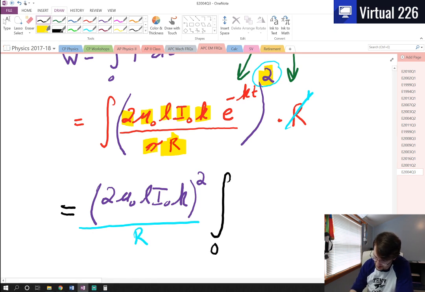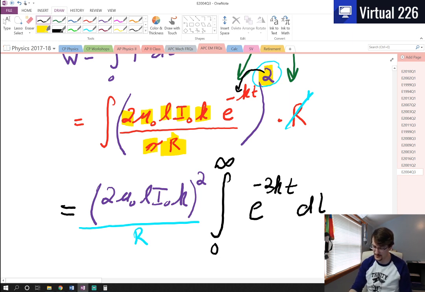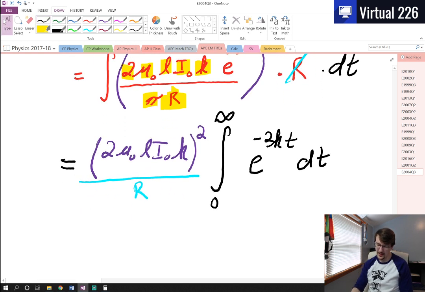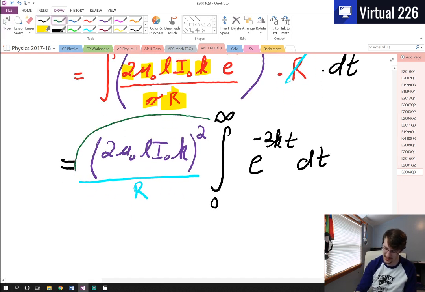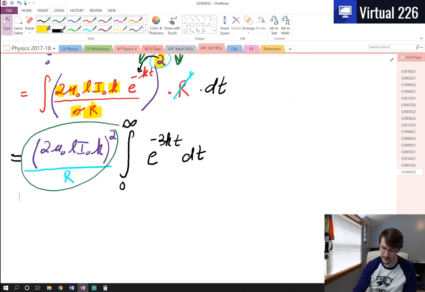And the only thing I'm left with on the inside then is the integral from 0 to infinity of e to the minus kt. And I have to remember that value was squared there, so it's actually e to the minus 2kt dt. Don't forget your dt. So I've got a ton of constants outside, and then one quick little integral to do, which isn't too bad.